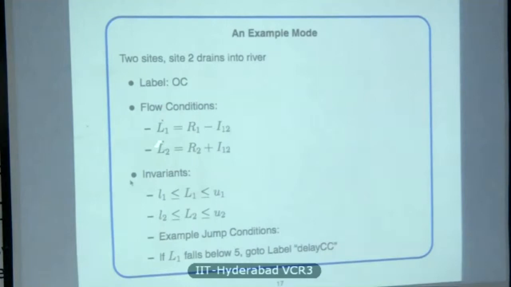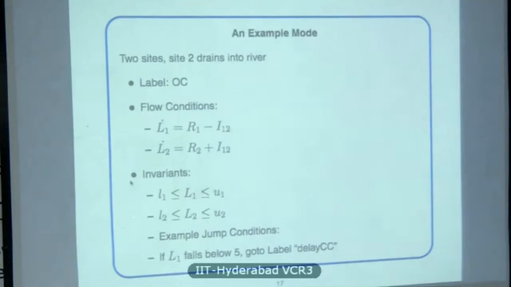So the differential equation that governs L1 is dL1/dt = R1 - I12, and dL2/dt = R2 + I12. And these are the invariants always: the water level should always be between the safety limits for both the sites.